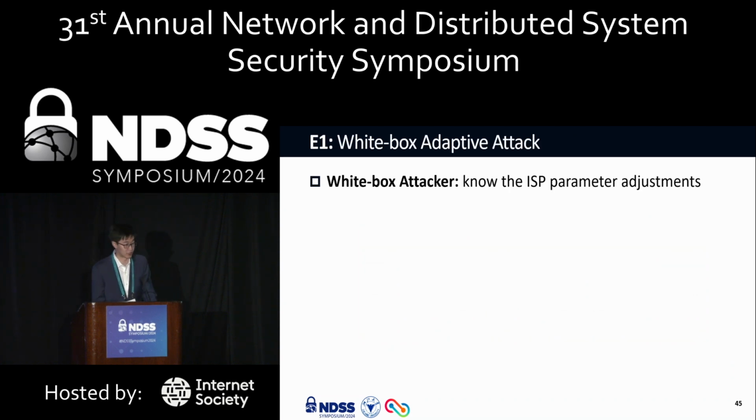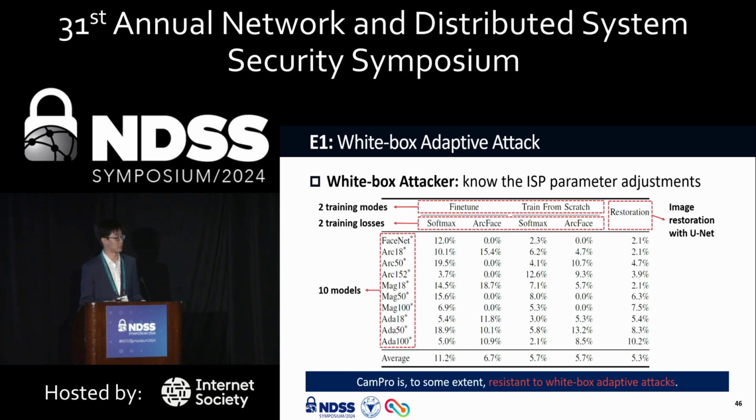Furthermore, we evaluate CamPro against the 2 white box adaptive attacks. A white box adaptive attack means that the attacker has full knowledge of the ISP parameter adjustments, which are supposed to be confidential. The first white box adaptive attack is to retrain the facial recognition models on protected images. Specifically, we conduct 40 retraining experiments. That is a combination of 10 models, 2 training modes, and 2 loss functions.